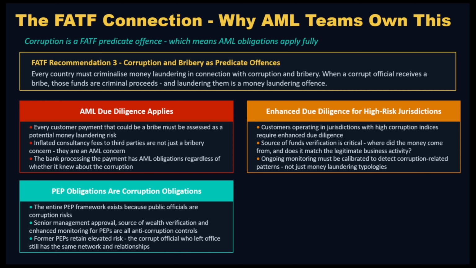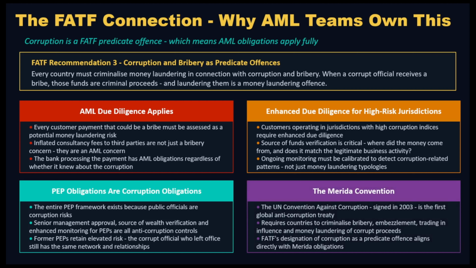The last is the Merida Convention. The UN Convention Against Corruption, signed in 2003, is an international legal foundation. It was the first global treaty specifically targeting corruption. It requires countries to criminalize bribery, embezzlement, trading in influence, and the laundering of corrupt funds. FATF Recommendation 3 and the Merida Convention sit alongside each other, both pointing to the same obligation.